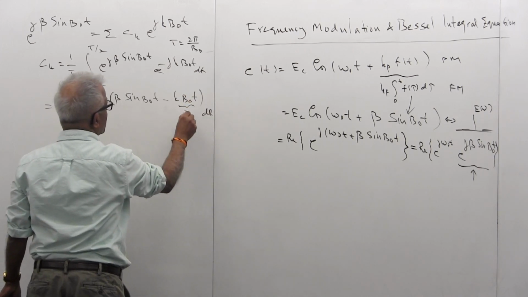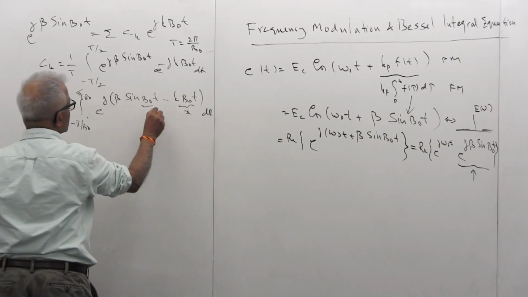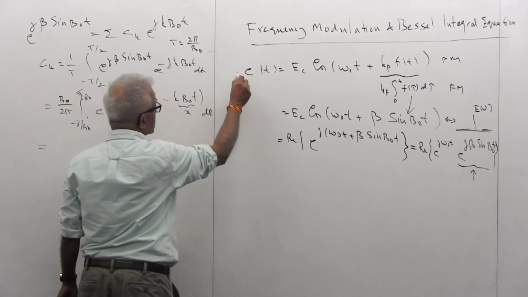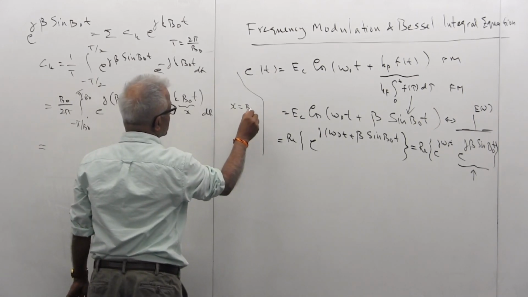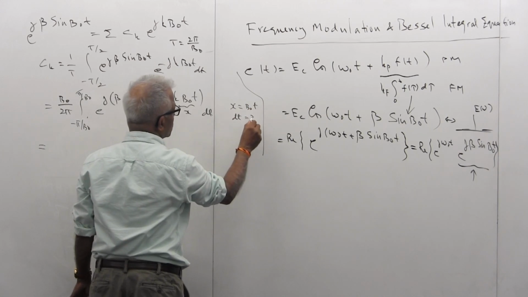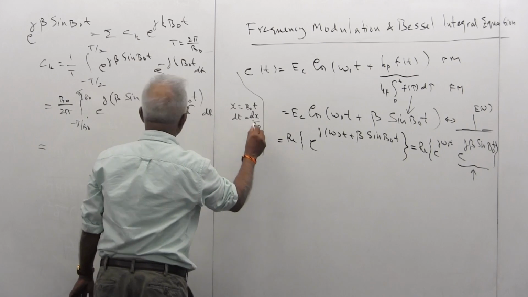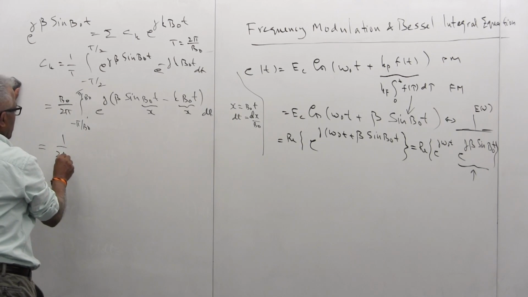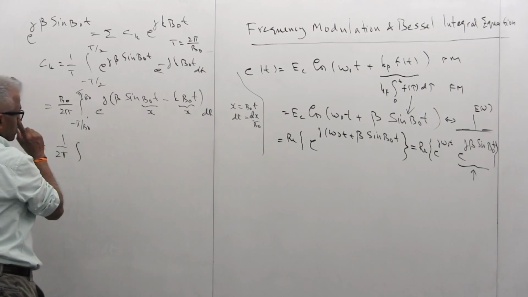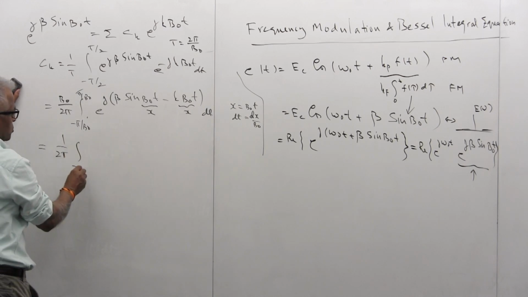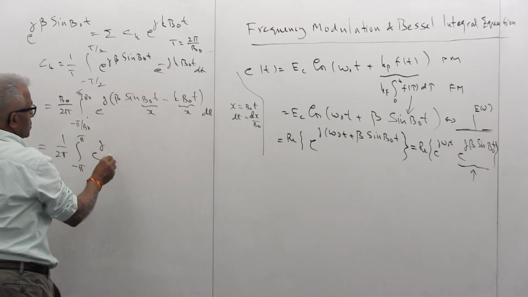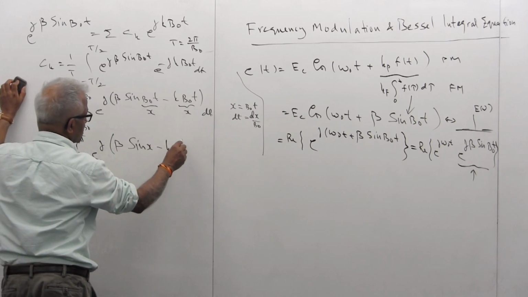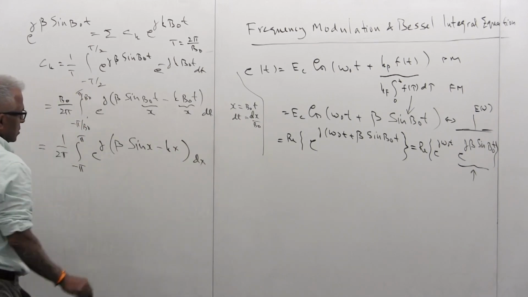So if I make a new variable x equals b naught t, then dt is dx over b naught. So b naught cancels, and we get 1 over 2 pi, and when t is minus pi over b naught, x goes from minus pi to plus pi, of e raised to j(beta sine x minus kx) dx; b naught cancels.